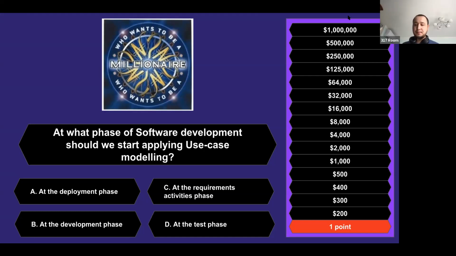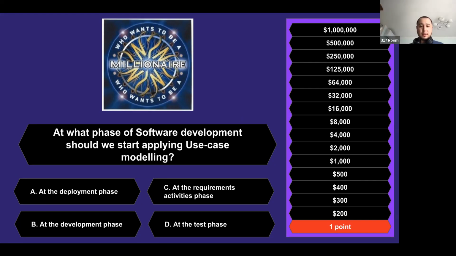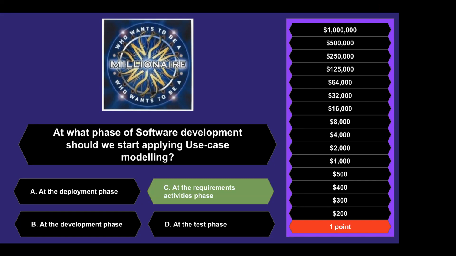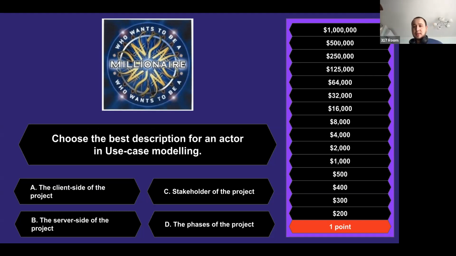So anyone? May I try? I guess the answer is C, at the requirements activities phase. Okay, so your answer is C, right? Yes, you are correct. Thank you for your response. This is the correct answer, and you earned 1 point. Okay, so the next question.